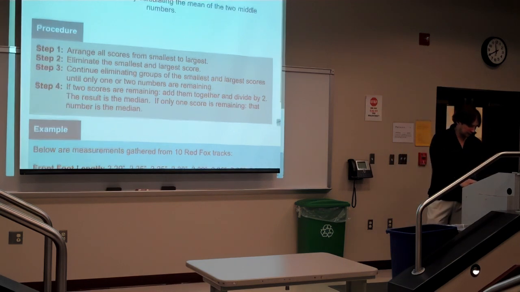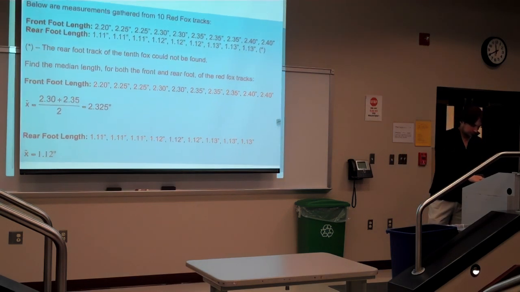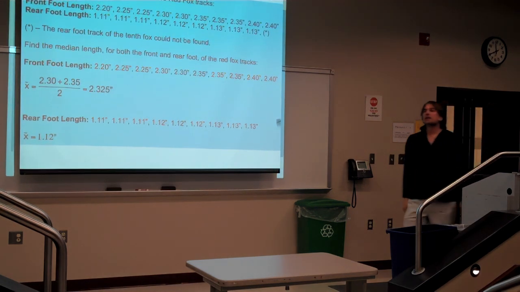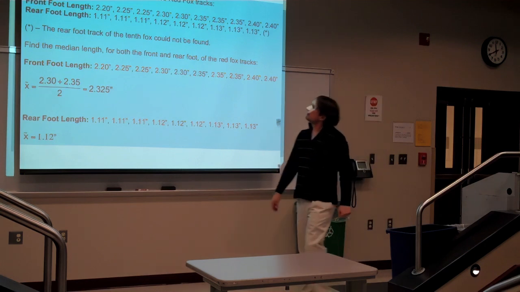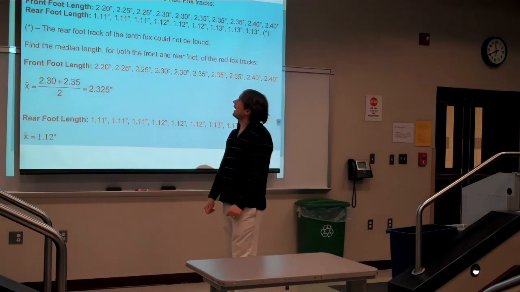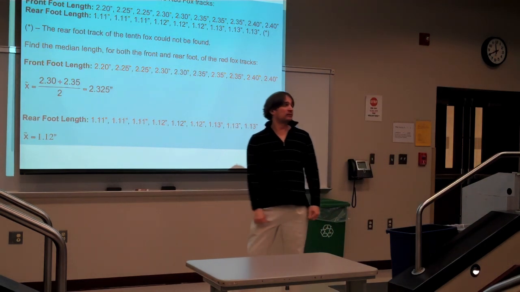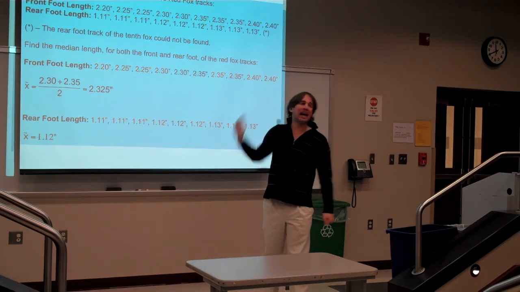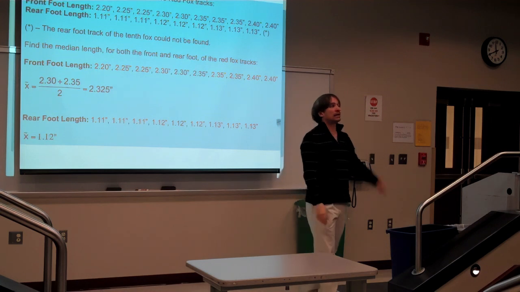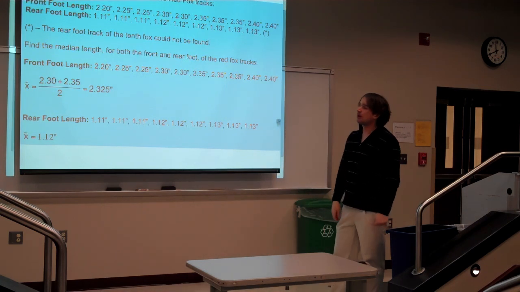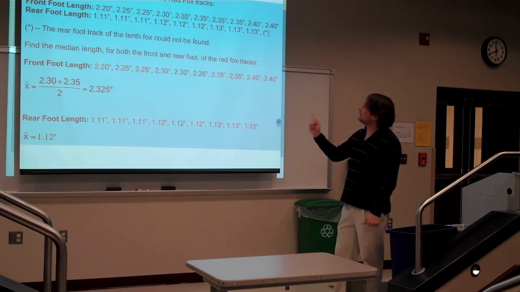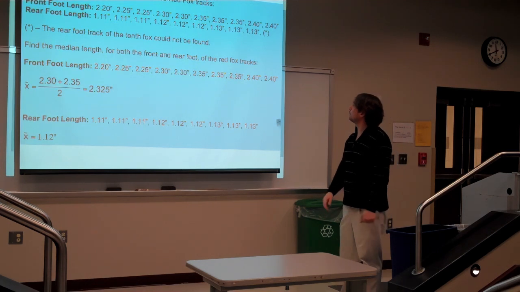Alright, so here, let's do our example. Here are my front foot lengths and my rear foot lengths. So I have 10 front foot lengths. I only have 9 rear foot lengths. I couldn't find a 10th one, or it was too badly damaged or something, I couldn't measure it. So, find the median length for both front and rear foot.